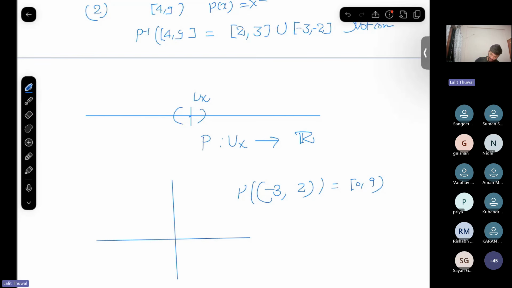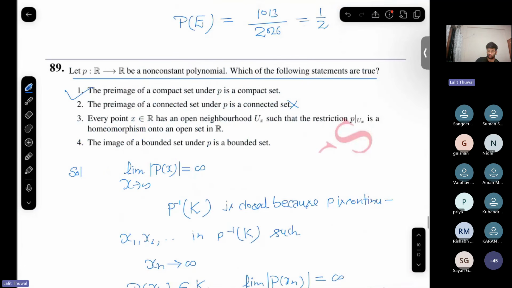0 to 9. So this can work. How? Pick the point 0. You pick any neighborhood, then it's not 1-1 on that neighborhood. So it cannot be a homeomorphism. Homeomorphism is 1-1, right? So P cannot be 1-1 on any neighborhood U0 of 0. So it cannot be a homeomorphism. This is incorrect. So x square works for 2 and 3 both.